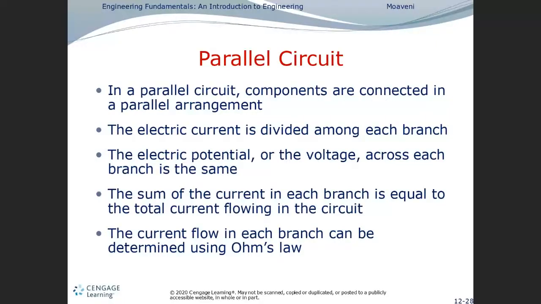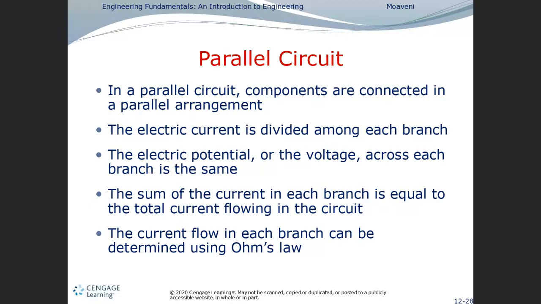Food for thought, something to prepare yourselves for. All right, so a parallel circuit. In a parallel circuit, components are connected in a parallel arrangement. The electric current is divided among each branch. The electric potential, or the voltage across each branch, is the same. Get that? The voltage across each branch is the same.